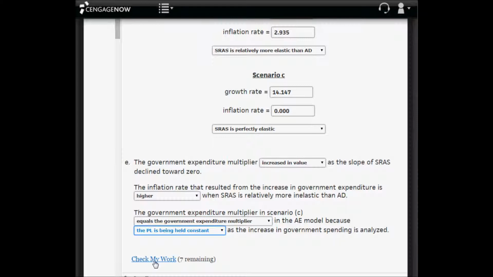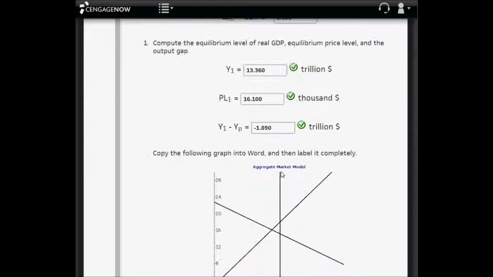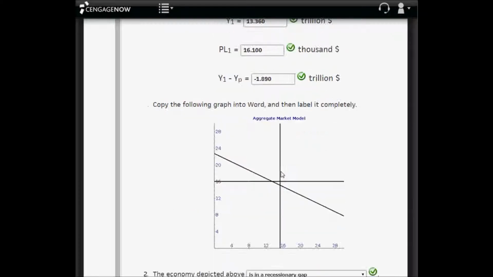Now we're going to check out my work, and I should get all the questions correct. And it looks like everything is correct.